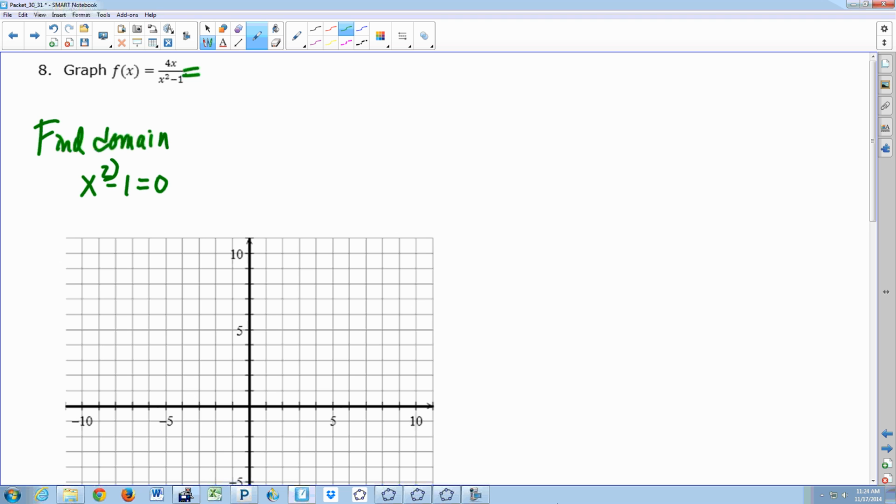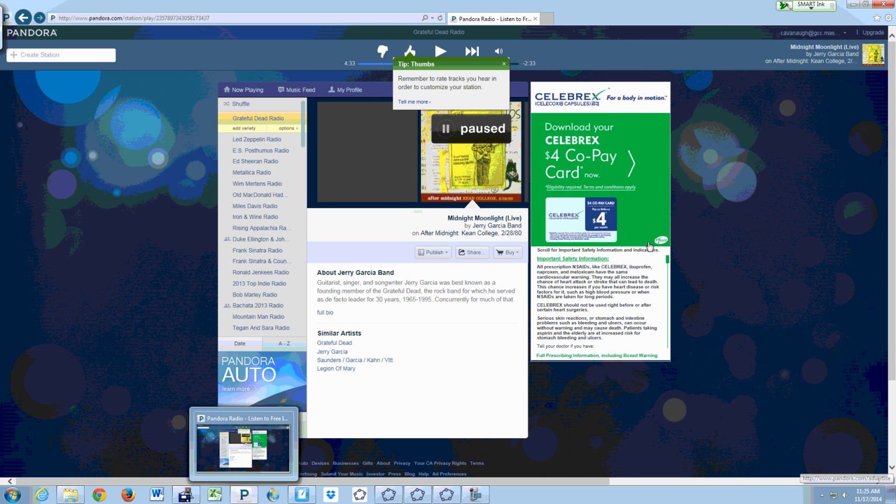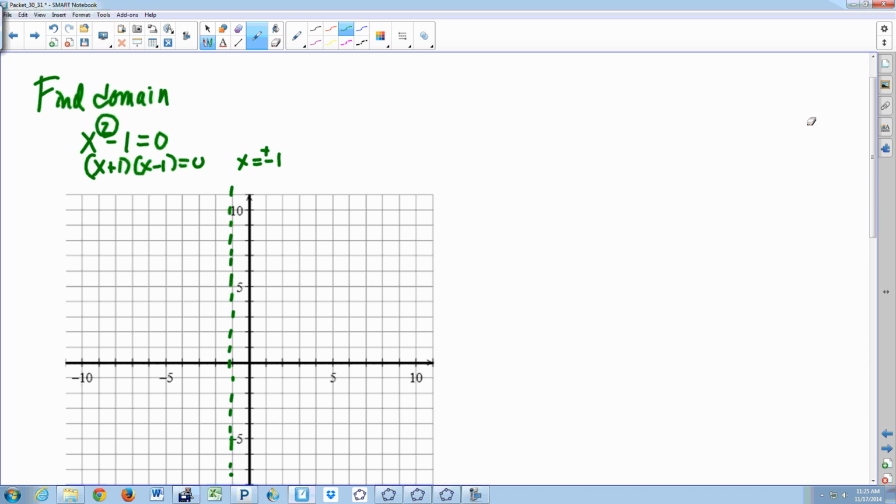Yeah, I want to set the denominator equal to 0. It's a quadratic function, so how many zeros will I have? 2, always 2. And if I factor this, I see both of them, -1 and +1. So those are my 2 vertical asymptotes. Boom, I put my vertical line straight down through -1, and boom, straight down through +1. There we go.